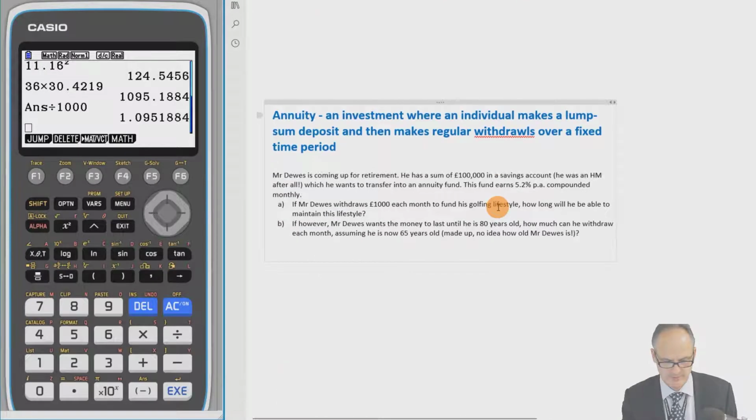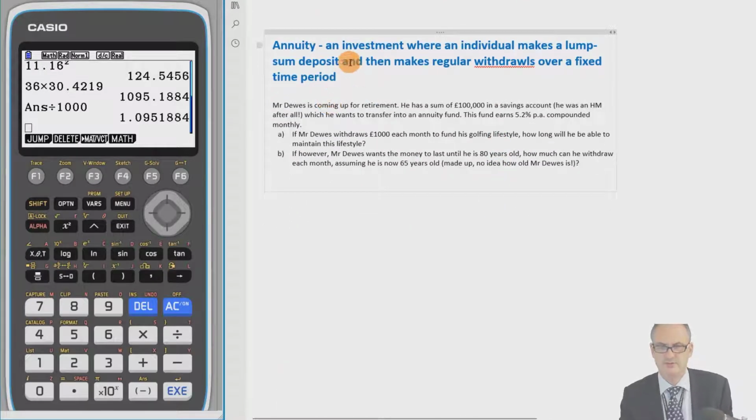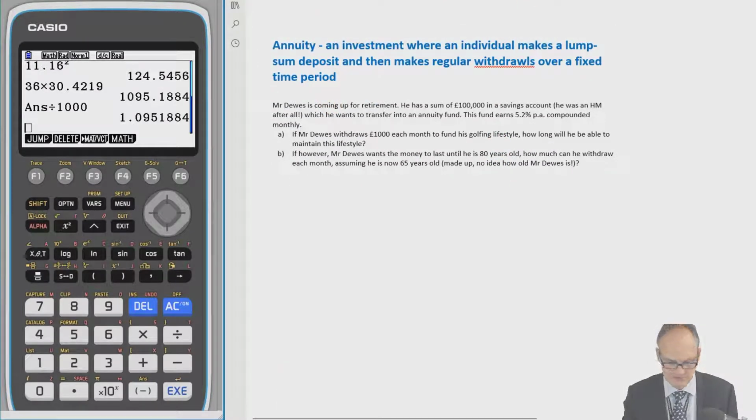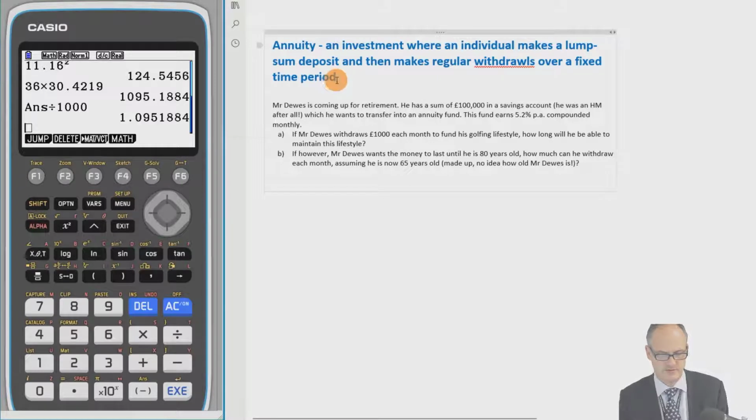Now there's another type of question you can get. You can get annuity questions. Okay, so an annuity is where an individual makes a lump sum deposit and then makes regular withdrawals over a fixed time period. So here we've got Mr. Dews coming up for retirement. He has a sum of £100,000 in his savings account. He was a housemaster after all at our school, which he wants to transfer into an annuity fund.